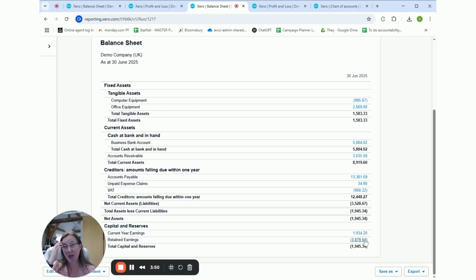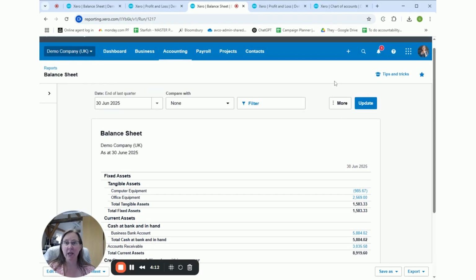So if you post things like the corporation tax in the wrong place, so effectively it's been double counted, then that can make things look unnecessarily negative, which is depressing when you're running a business. Nobody wants to have bad news that's not correct. And it could also make it quite difficult for you to obtain loan funding. So that's my handy hint for the day.